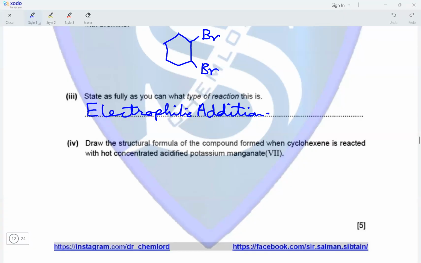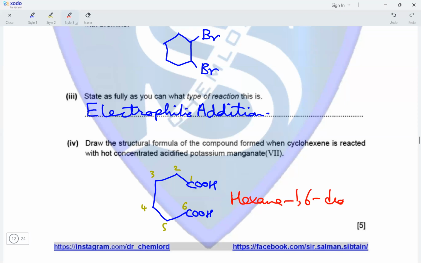Draw the structural formula of the compound formed when cyclohexene is reacted with hot concentrated acidified potassium manganate 7. So the double bond will break, resulting in the formation of a compound with two COOH groups present on both the carbon atoms that had the double bond between them. So the name of this compound would be 1, 2, 3, 4, 5, 6. It would be hexane 1,6 dioic acid.